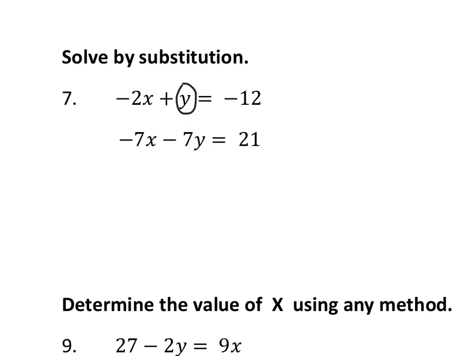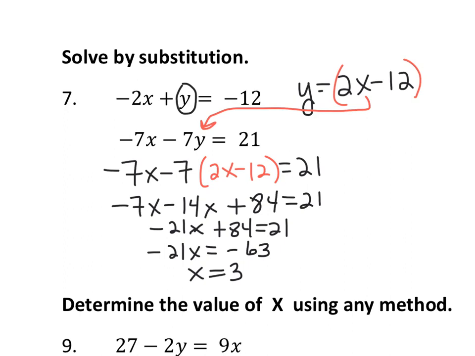Okay, so if I solve for that y, then I will have something that I can substitute into my other equation. And this is just like the function composition we did last 6 weeks. So this should be something that you're quite familiar with. So if I solve for y, I get y equals 2x minus 12. And now I can take that 2x minus 12 and substitute it in for the y in my other equation.